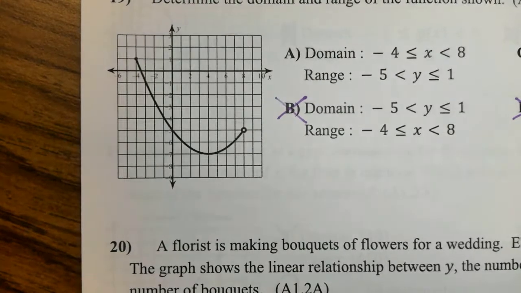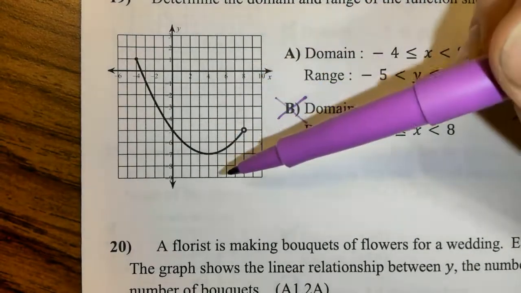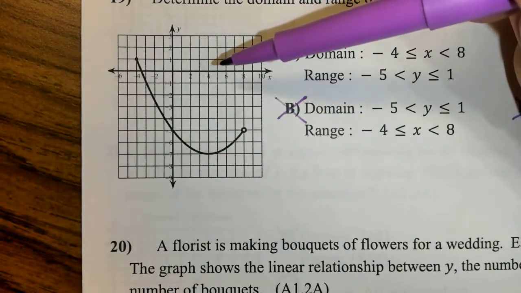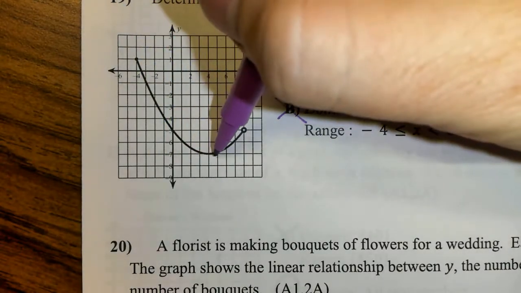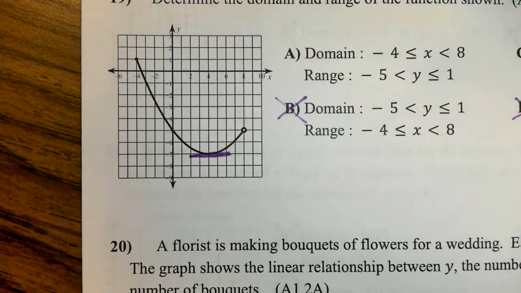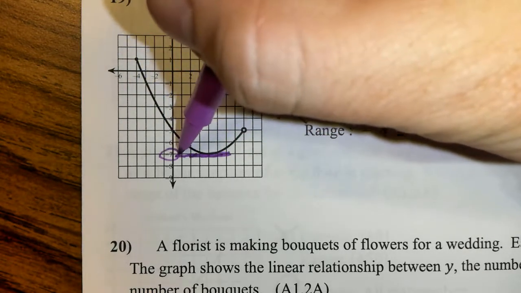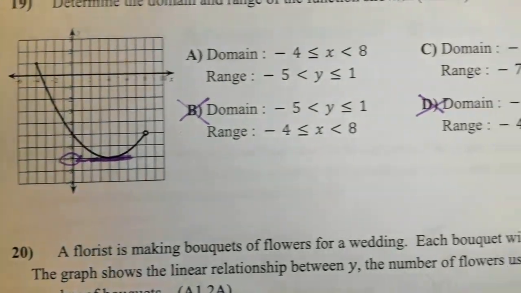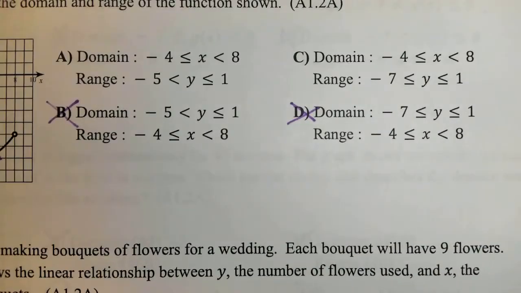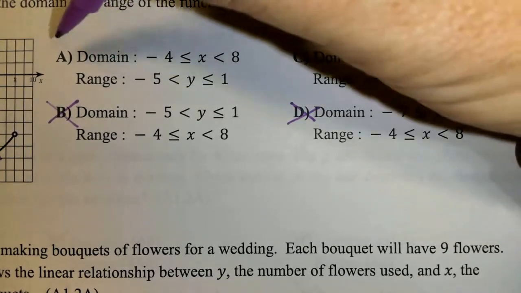So let's look at my graph. If I look at my graph, again, range is low to high or bottom to top. Okay, so the bottom of my graph is right here. Okay, see how it turns and it goes back up. So if that's the bottom, that number is -7. Wow, look at that. So if I look back at my answers, -5 is wrong.